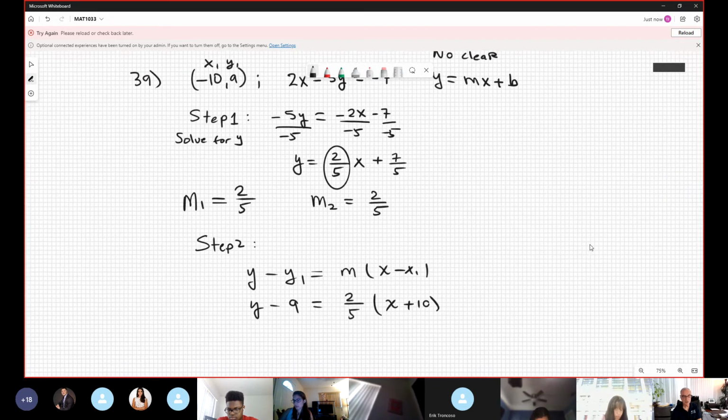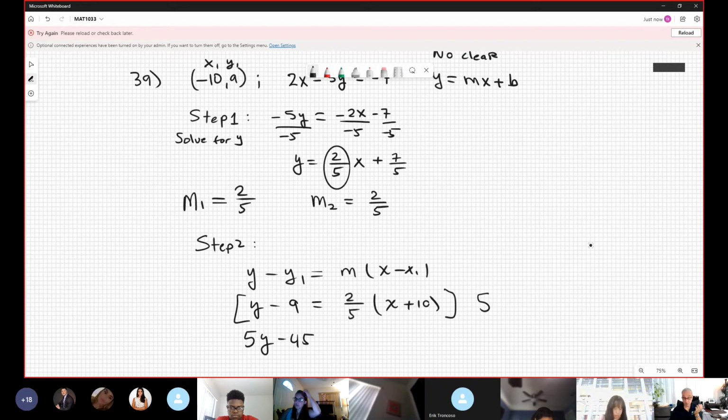You let me know if I make a mistake. No? No, you're correct. Okay. Now what should I do now? Multiply everything by 5 to eliminate the fraction. Exactly. Beautiful. 5y minus 45.